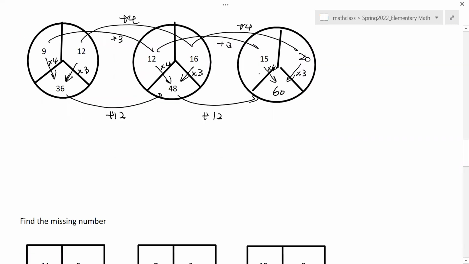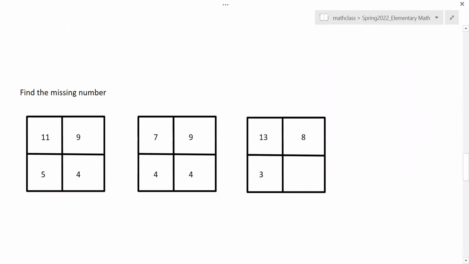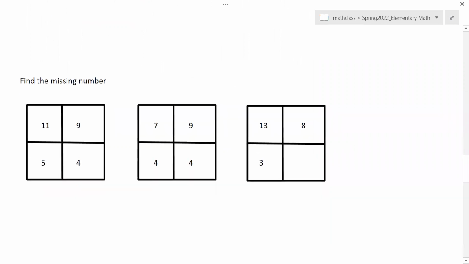Well, now we're going to deal with 4 numbers. Right? The 4 numbers. You have a square of 4 numbers. Let me know if you can figure it out. Okay. So 11, 9, 5, 4, 7, 9, 4, 4, 13, 8, 3.